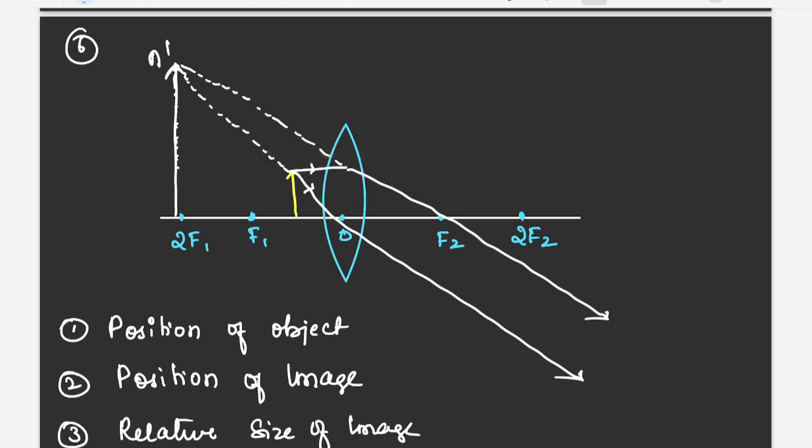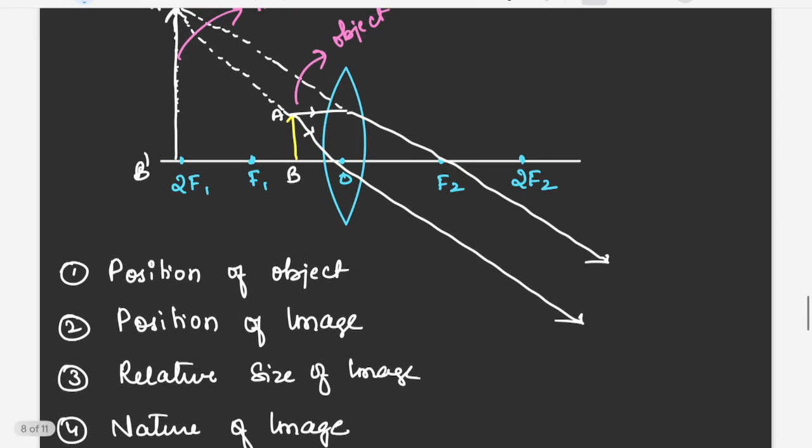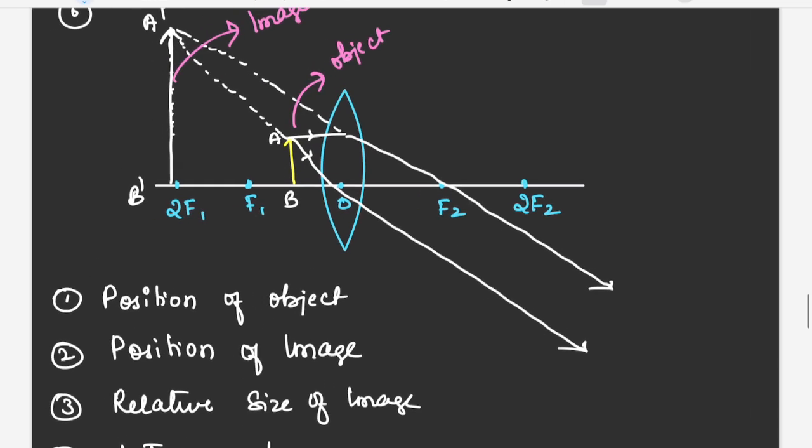So this is A dash B dash. And this is AB. So here this is the object, and this is the image. So you can see that the image is also formed on the same side of the object.